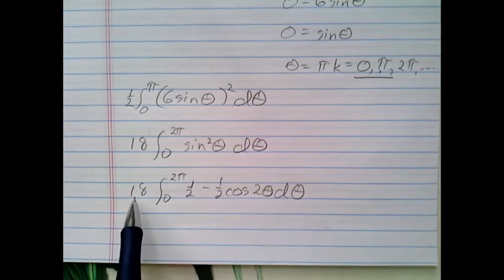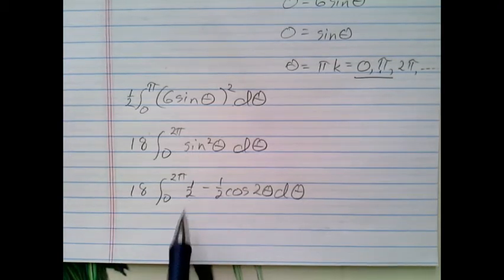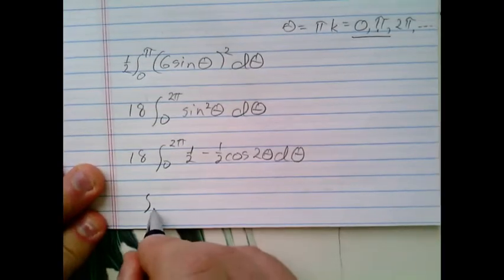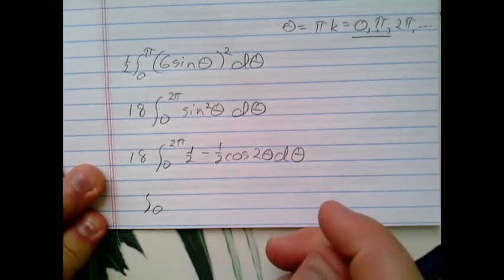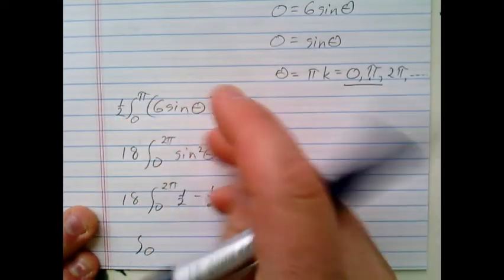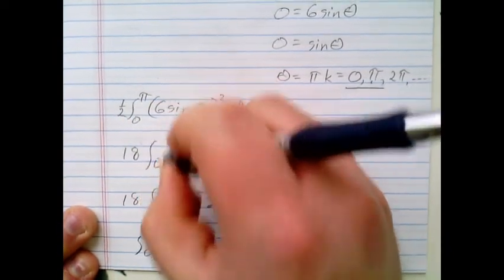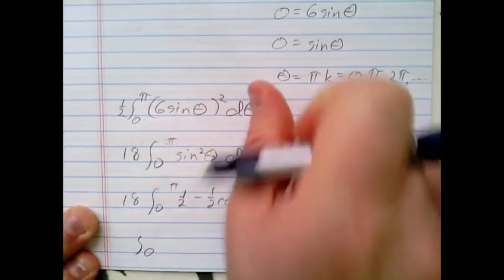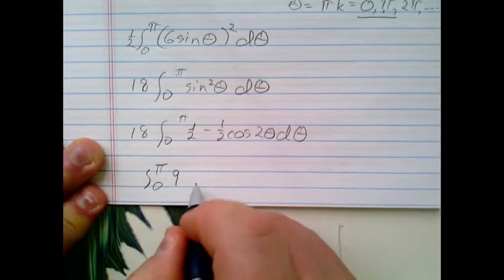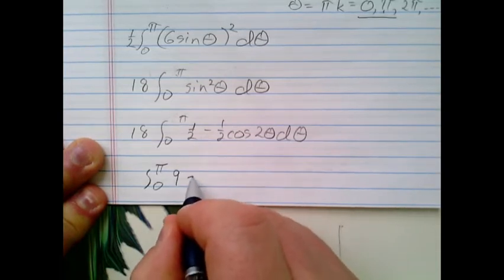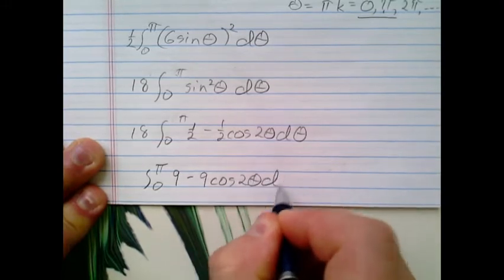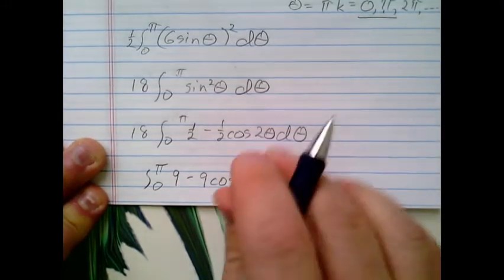Now it looks like it might be good to just distribute that 18 back through, and then I won't have any fractions. So let's say we're going to integrate from, oh, look what I did. Look at that. 0 to pi somehow became 0 to 2 pi. Let's fix that. We're going to integrate from 0 to pi, and we're integrating 9 minus 9 cosine 2 theta d theta.